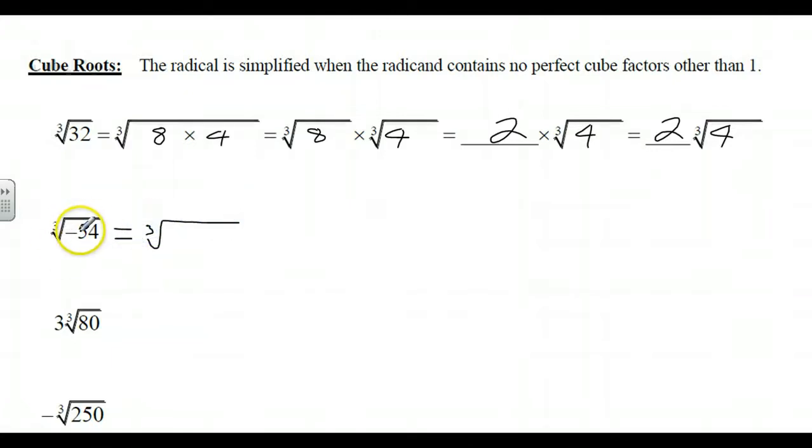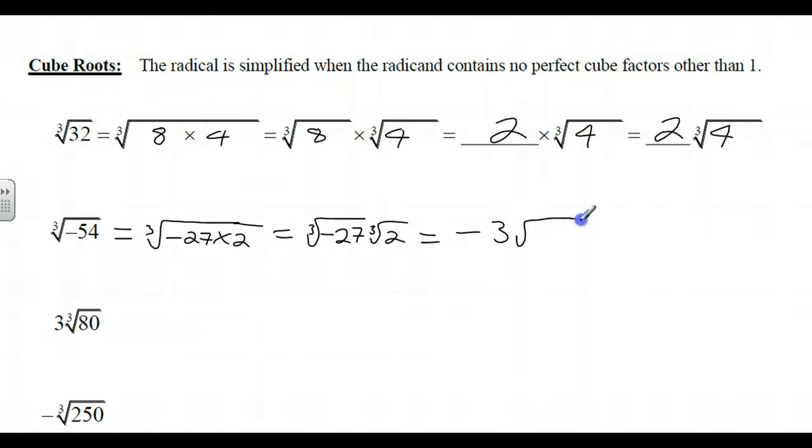This is a negative, but we can do the cube root of a negative, so I'm going to go with the cube. The number is 27, so I'm going to make that negative 27. Let me just extend this out. And then we split it up into the product of, so the cube root of negative 27, the cube root of 2. The cube root of negative 27 is negative 3. I don't need the times symbol now. We'll just go negative 3, cube root 2.